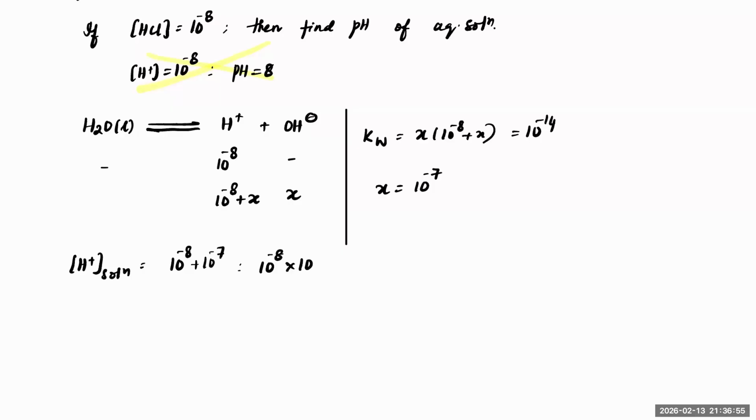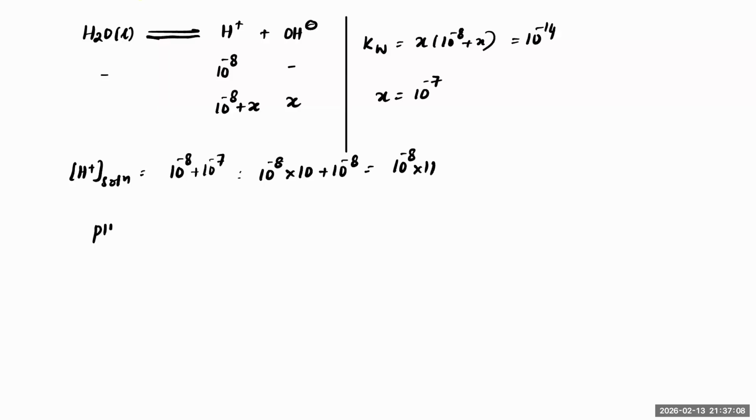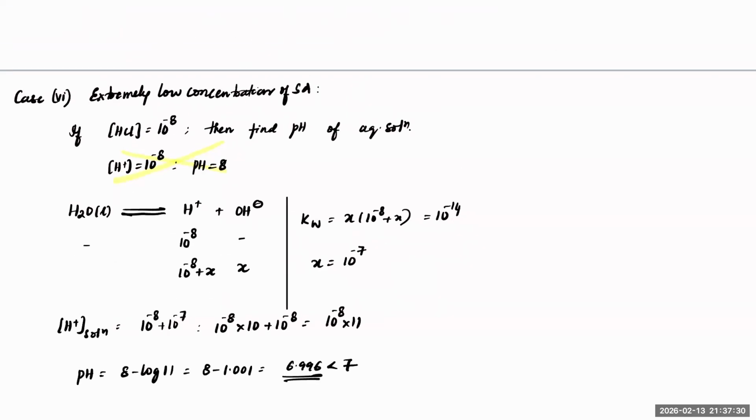I can write that because this 10 raised to power of minus 7 can be written as 10 raised to power of minus 8 into 10 plus 10 raised to power of minus 8. So you can write this as 10 raised to power of minus 8 into 11. This will be the concentration. So therefore, pH will be equal to 8 minus log 11. Log 11 is slightly greater than 1, right? So that means it is 8 minus something like 1.001, correct? So that makes it 6.996, which is still less than 7. So that's how the pH value will always remain less than 7 for an acid, irrespective of how low the concentration is.